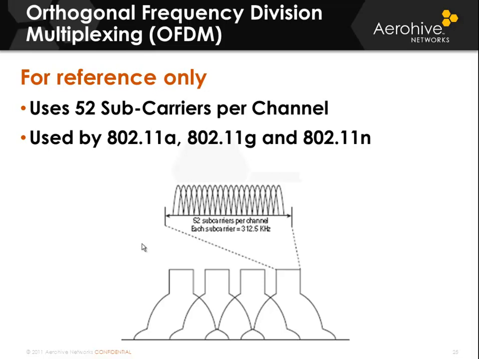OFDM is often referred to as a spread spectrum technology because of similarities with how spread spectrum technologies work, even though that is not accurate. OFDM actually transmits across 52 separate, closely and precisely spaced frequencies, which are often referred to as subcarriers.